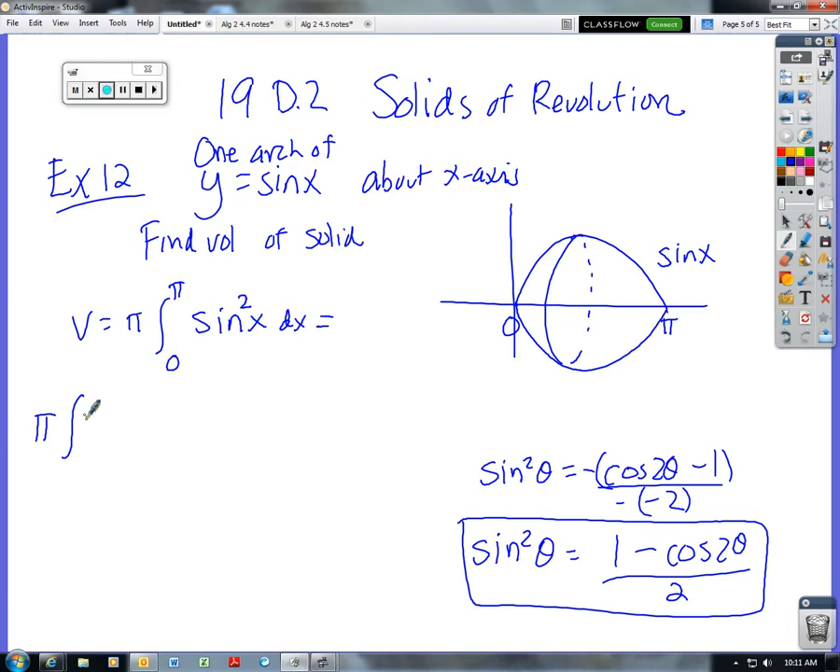So sine squared of x is, there's my pi, I brought it down and bring my 0 and pi along. Sine squared is 1 minus cosine 2x over 2 dx. Okay, now we can integrate that. The best way to integrate this is to break it into two fractions. 1/2 dx minus, same thing.